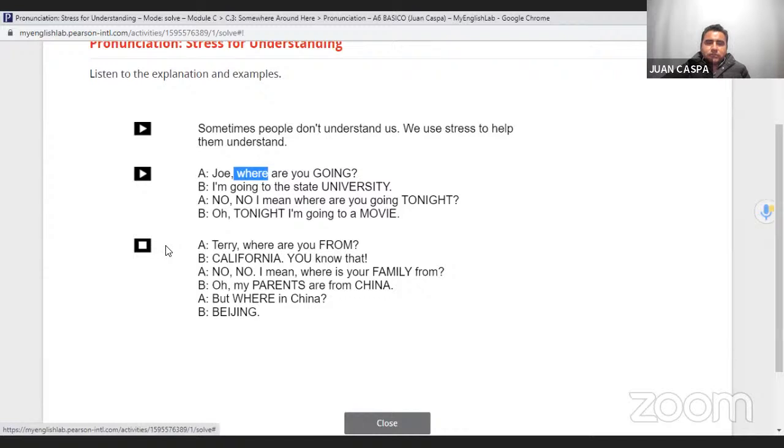Terry, where are you from? California, you know that. No. I mean, where is your family from? Oh, my parents are from China. But where in China? Beijing.